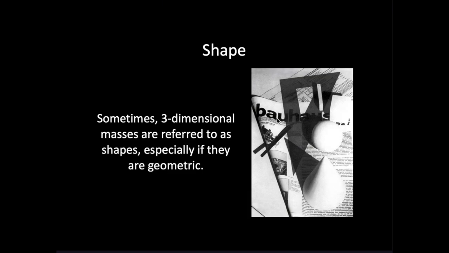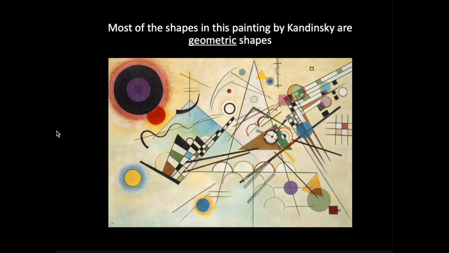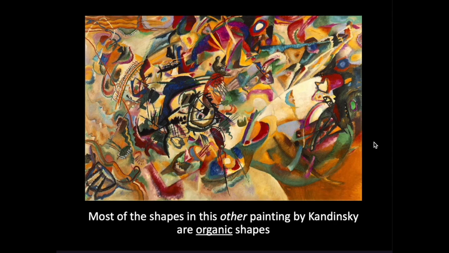Shape. Sometimes three-dimensional masses are referred to as shapes, especially if they are not geometric. Most of the shapes in this painting by Kandinsky are geometric shapes. See there? So geometric shapes are straight angles. They're based off math. They have lines. They have degrees. There's precision to them. They're used in architecture, machines, building. And then this is also by Kandinsky, another painting. Most of the shapes in this painting are considered organic.